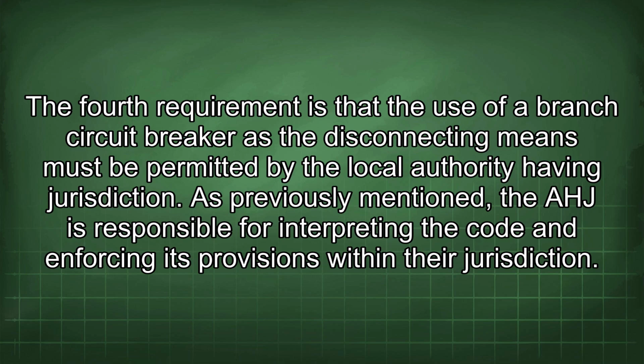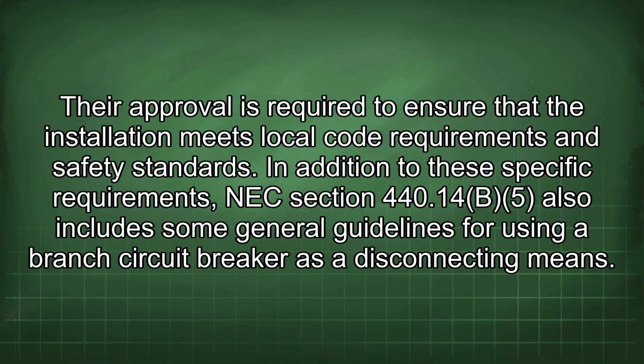The fourth requirement is that the use of a branch circuit breaker as the disconnecting means must be permitted by the local authority having jurisdiction. As previously mentioned, the AHJ is responsible for interpreting the code and enforcing its provisions within their jurisdiction. Their approval is required to ensure that the installation meets local code requirements and safety standards.